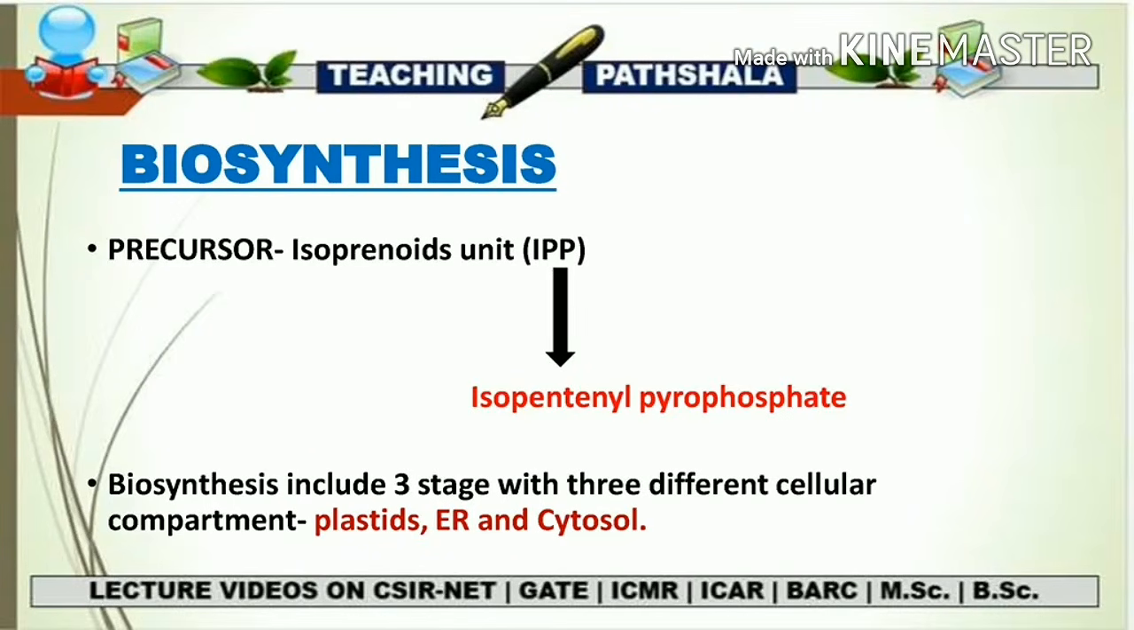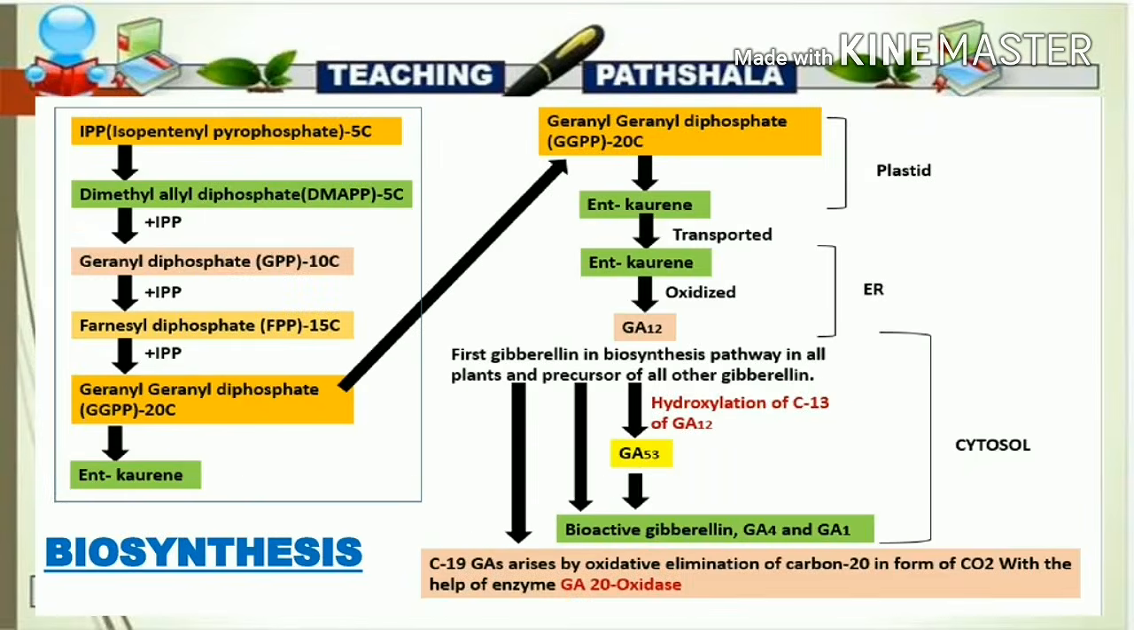This biosynthesis includes a total of 3 stages in different cellular compartments, that is the plastid, endoplasmic reticulum, and last the cytosol. You can also call it isopentenyl diphosphate or isopentenyl pyrophosphate. This compound contains 5 carbons. That is why sometimes we call it a hemiterpene, because a hemiterpene has a total of 5 carbons. Now let's start with the actual biosynthesis process.